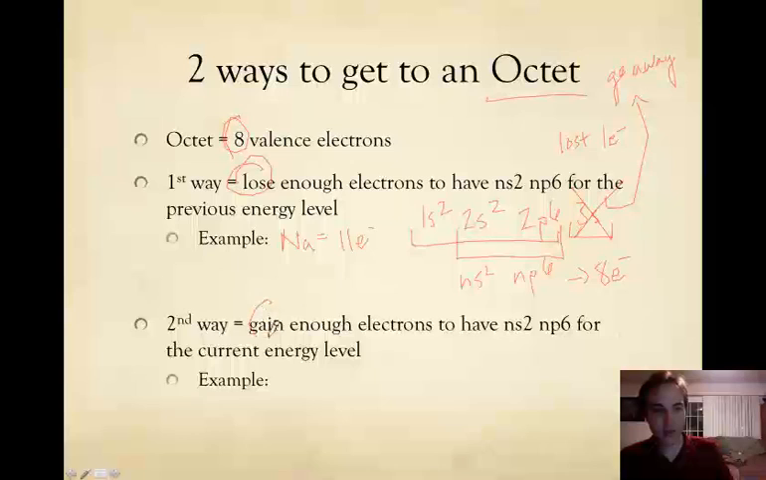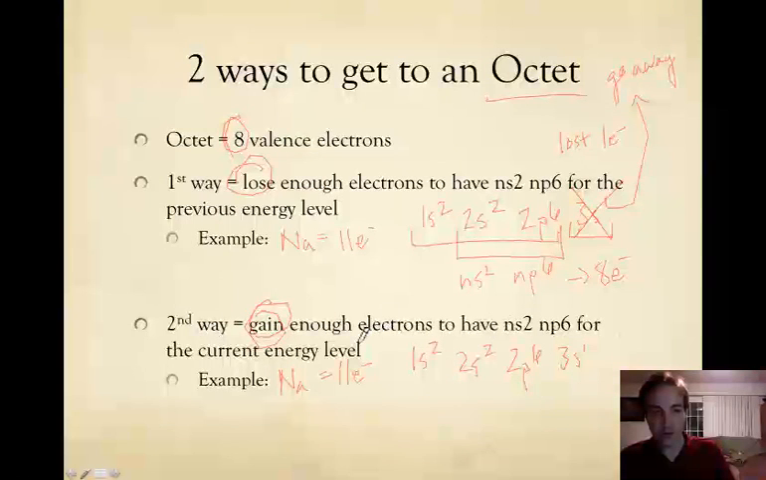Okay, now let's look at it the other way. The other way is it could gain electrons to have enough electrons to have ns2 np6 for its current energy level. So in other words, again, sodium, which has 11 electrons, right? Its configuration again is 1s2, 2s2, 2p6, 3s1.